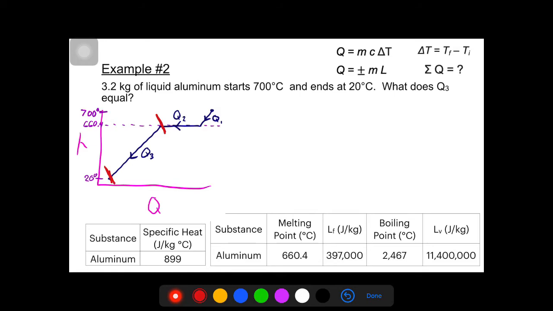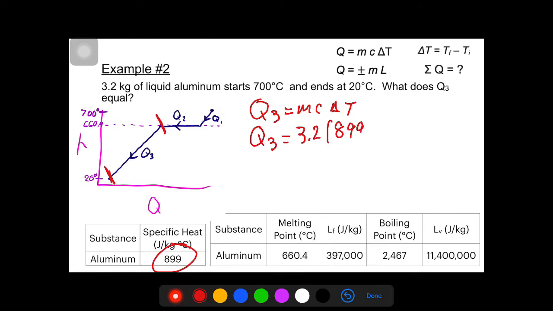Everything just disappeared. So we are very specifically talking about the Q3 between that. So we're saying Q3 is equal to MC delta T. So Q3 is equal to my mass of aluminum times, we had said, the specific heat times my change in temperature. So from right here, this is my starting or my initial, and this is my final. So this is the temperature Q3 starts at, and this is the temperature that Q3 ends at.